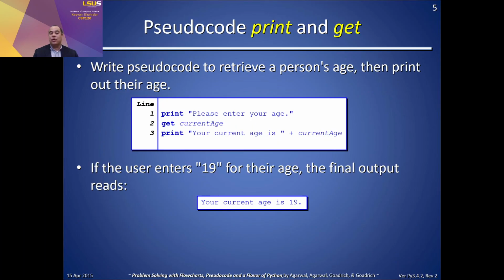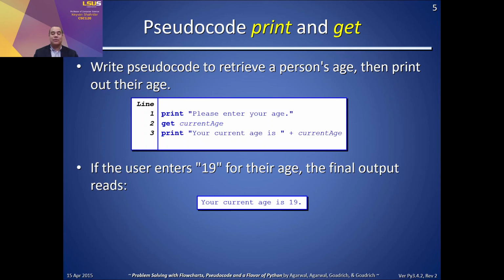Here's some pseudocode. So here we are going to say print, please enter your age. And then we're going to say get current age. Now remember, pseudocode is not the same as Python code or the code that you're actually going to be programming with. Pseudocode is intended for people to sort of understand your code in a more natural English language.